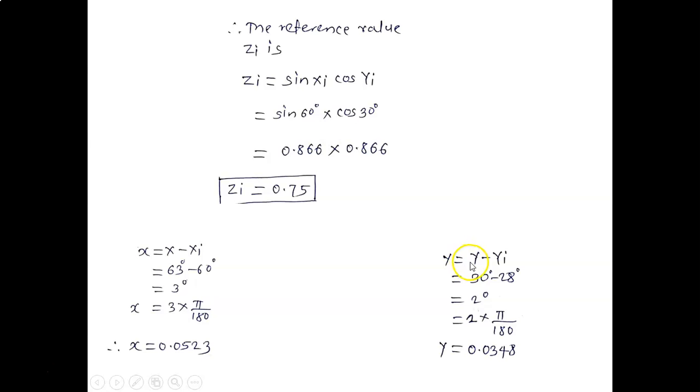Similarly, the value of small y we will find out. Small y is equal to y minus yi, which is equal to 30 degree minus 28 degree, which is equal to 2 degree. Therefore, small y is equal to 2 into pi by 180. Therefore, small y is equal to 0.0348. These are the values of small x and small y.